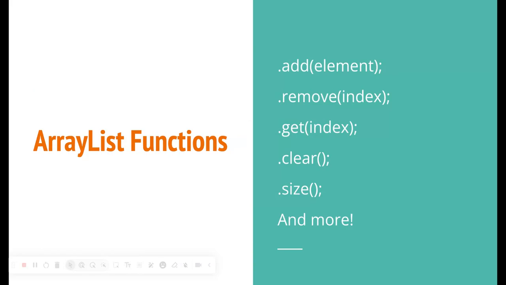Let's go over some common array list functions. .add of element is just going to add that element to the very back of the array list. .remove of index is going to remove whatever element is at that index. .get of index doesn't actually do anything to the array list; rather, it just returns whatever element is at that specific index. .clear sets the array list size to 0 and basically clears out all of the elements. And finally, .size also doesn't actually do anything to the array list, but rather just returns the overall size of the array list. There are many more, but these are the core functions that you'll have to remember.